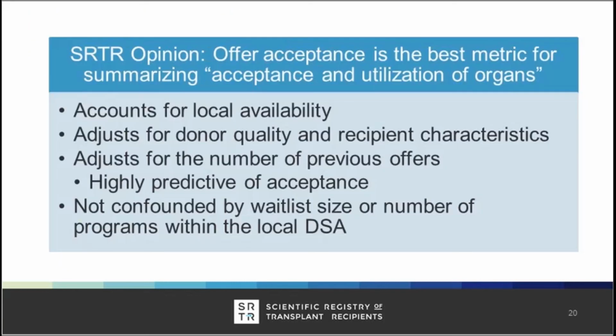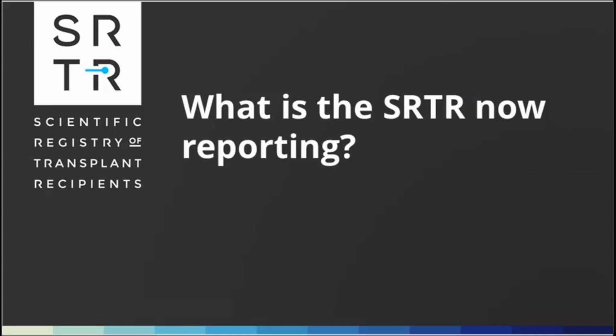So in our opinion, offer acceptance is the best metric for summarizing this thing that we're trying to capture, which is the acceptance and utilization of organs. It accounts for local availability, it adjusts for donor quality and recipient characteristics, and it adjusts for the number of previous offers, which is very highly predictive of acceptance. In other words, we know in the models if this is the 75th offer that's been turned down 74 times already, then the model takes into account that the acceptance probability declines as time goes on. It's not confounded by waitlist size or the number of programs within the local DSA, so it's not confounded by the competition that your program is facing in your area.